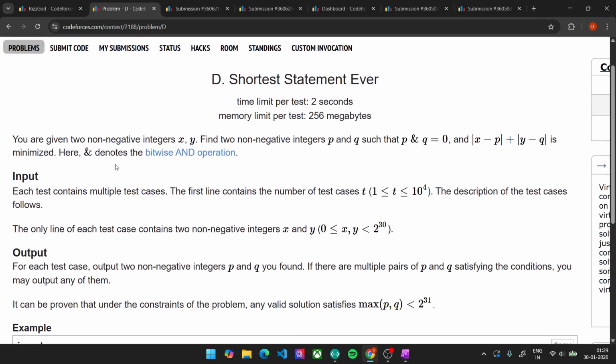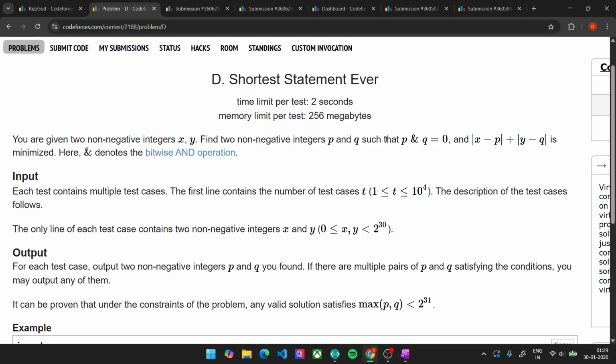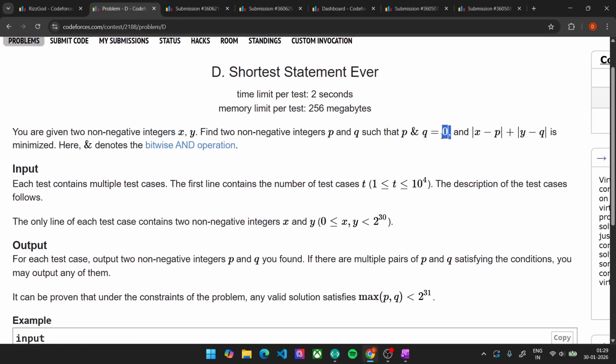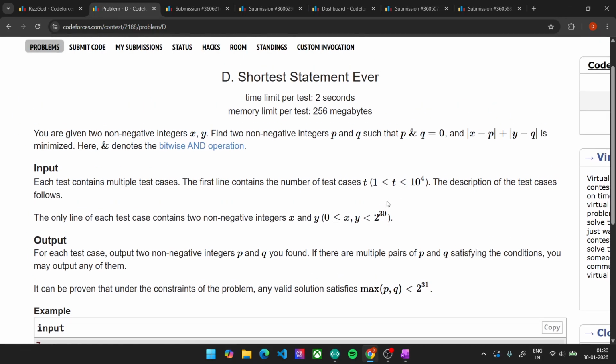So let's read this question. We are given two non-negative integers x and y, and we have to find two integers p and q such that their bitwise AND is 0, and the sum of their Manhattan distance, or just their absolute differences, is minimized. There are 24 test cases, and x and y are less than 2 to the power 30.